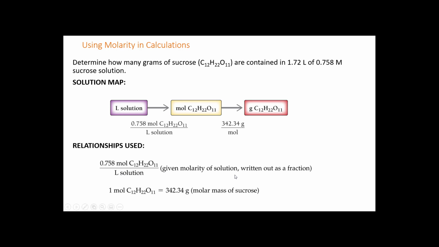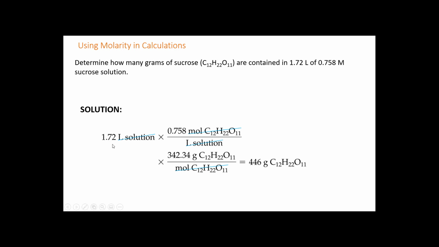So the relationships here are the molarity, written out as a fraction. You don't ever use it as a big M when you're doing calculations like this. And then we have our molar mass. So we plug everything in. We start with our 1.72 liters of solution, which cancels out solution and leaves us moles. Next thing is to use molar mass, and moles are on the bottom, which will cancel out. Then we can use the molar mass in grams, and that will produce 446 grams of sucrose.